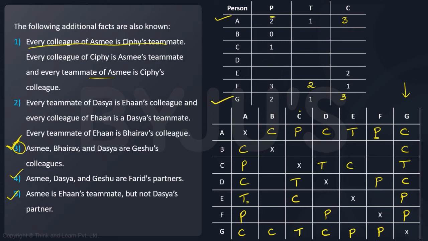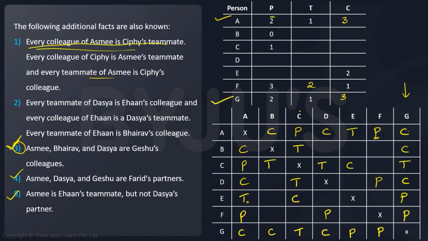Okay, let's go to C. Every colleague of C. In fact, we filled up A, right? So let's look at the first statement again. Every colleague of Asmi is C's teammate. So the first colleague of Asmi now is B. So B should be C's teammate because every colleague of Asmi is C's teammate. So B and C should be teammates. So this should be T.